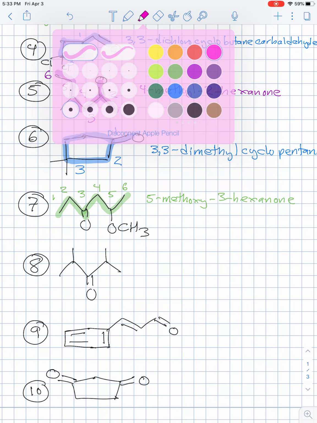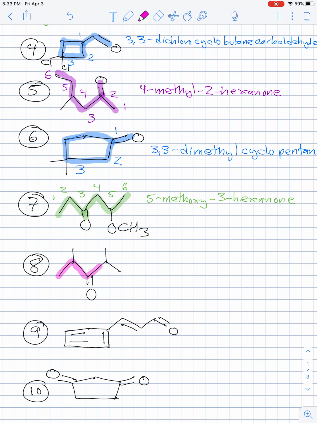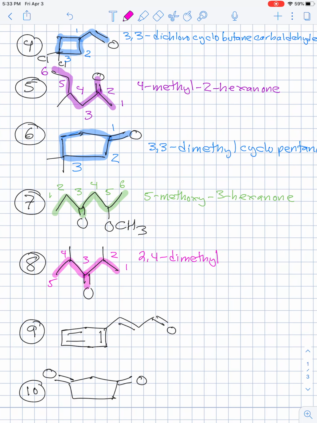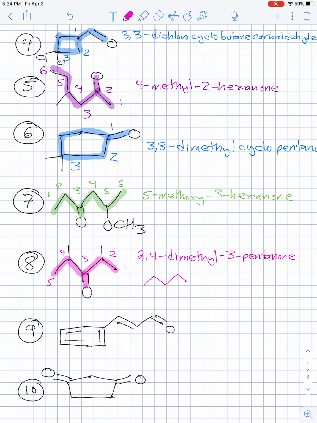So continuing on to this compound, we find the longest continuous carbon chain, which is that. Doesn't matter whether we number from the right or from the left because we're going to get the same thing no matter what. And so what we have here is 2,4-dimethyl-3-pentanone.